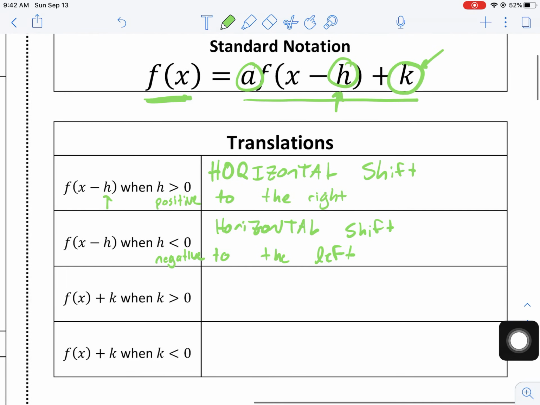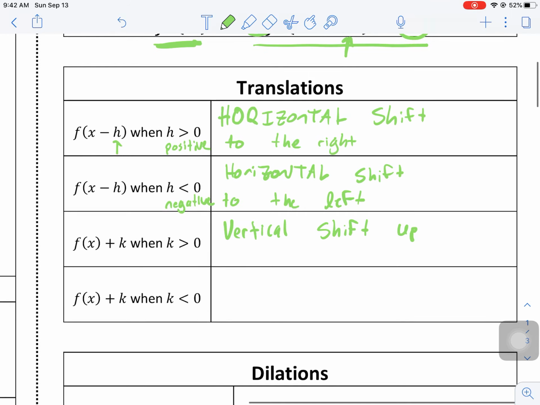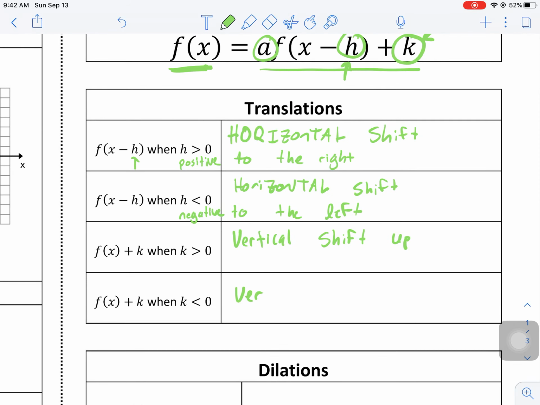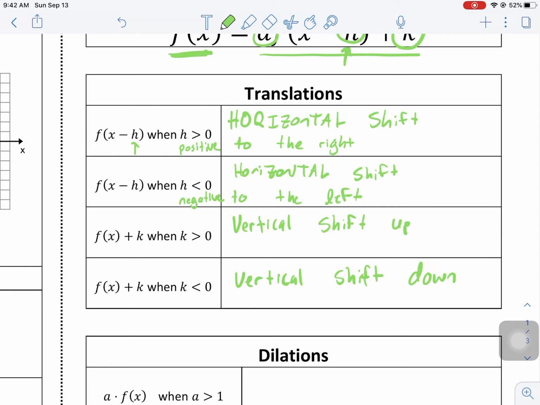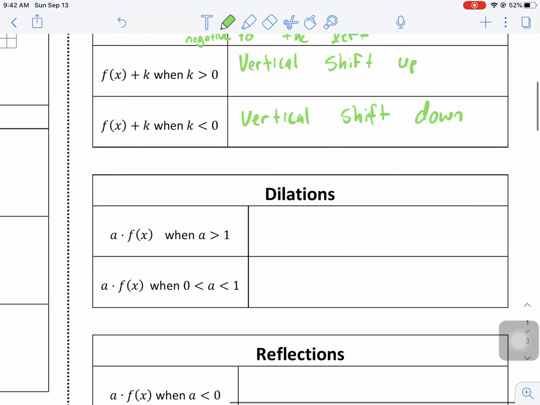Next we have k. Notice that k is right here, outside of that parenthesis. So again, when k is positive, these are called our vertical shifts. So this would be a vertical shift. I like to say up or positively. Then when it's negative, this is our vertical shift down. Okay, so those are all of our translations. Translations are physically talking about sliding the point either left, right, up, or down.